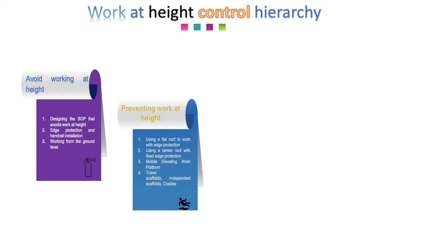Then a mobile elevating work platform can be provided to avoid the work at height risks. Then towers or scaffolds can be implemented, independent scaffolds or cradles. So these are some types of aiding devices or aids that can avoid the work at height risks in your workplace.